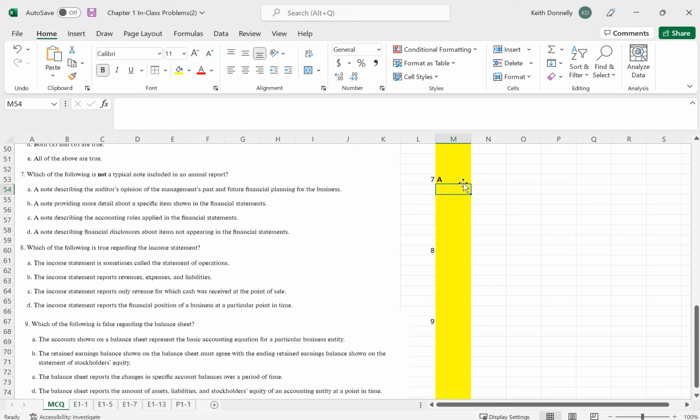So we said the footnotes, right? Those are basically descriptive detail and provide more information about the financial statement. So with that being said, you might have one that's providing more detail. You might have one that talks about the accounting rules. You might have one that talks about the disclosures. What you wouldn't have is a note about the auditor's opinion about the performance of the business.